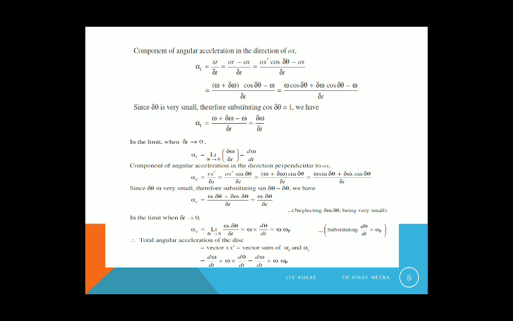We have alpha_t = delta omega over delta t. In the limit when delta t tends to 0, alpha_t = d omega/dt, and alpha_c = omega times delta theta over delta t. Therefore, in the limit when delta t tends to 0, alpha_c = omega multiplied by omega_P. The total angular acceleration of the disc is the vector sum of alpha_t and alpha_c.